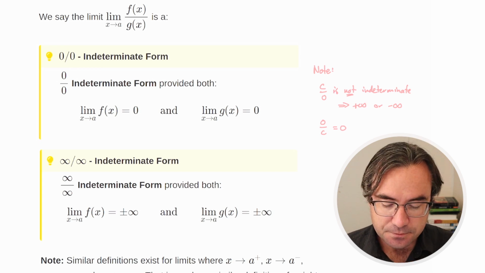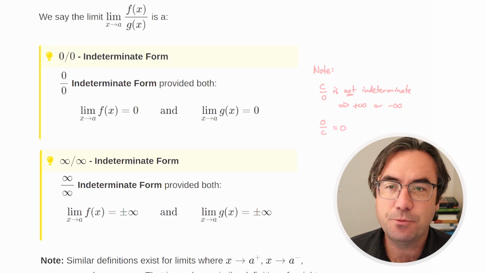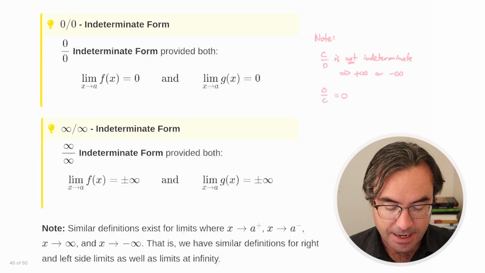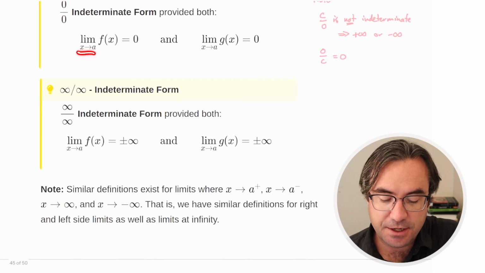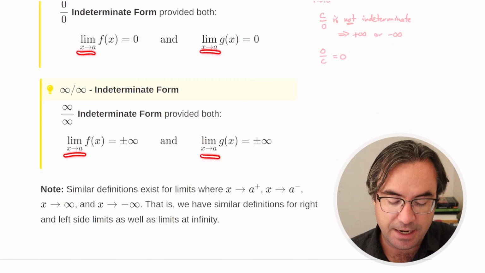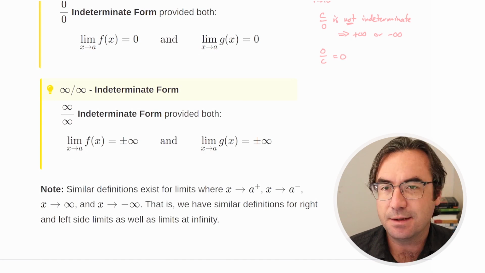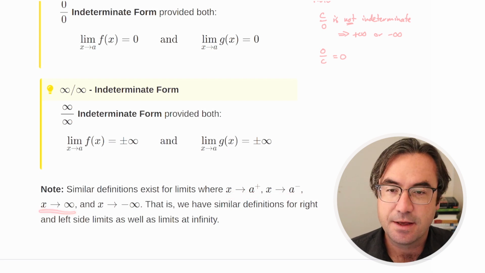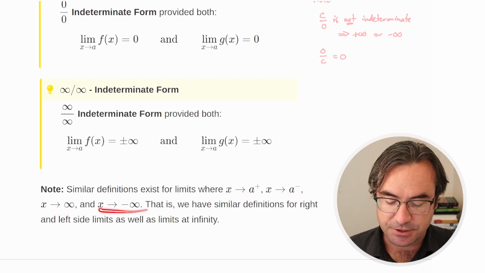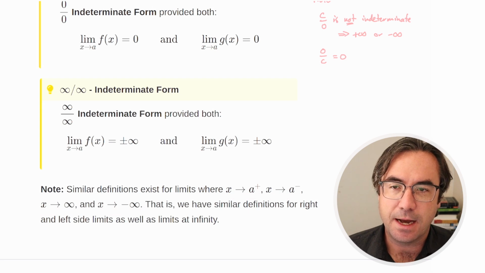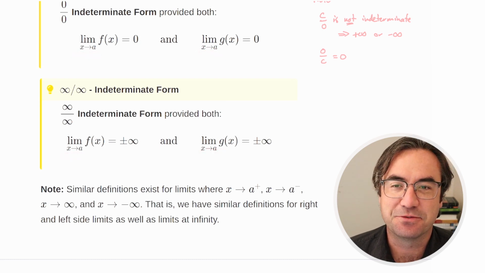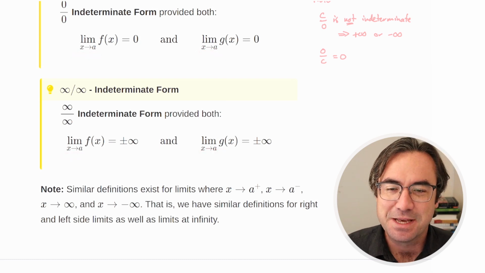All right, so these were the two major indeterminate forms that we've looked at. All of these indeterminate forms are written as limits where x is approaching a, but similar definitions exist for right-hand limits, left-hand limits, and then x going to infinity and x going to minus infinity. So just use your imagination there in terms of the extra definitions.